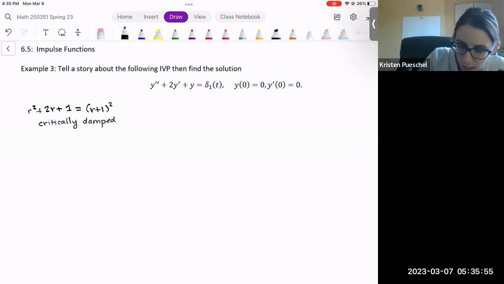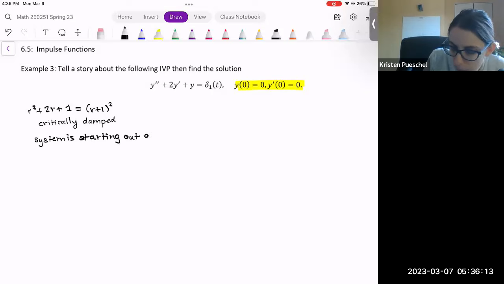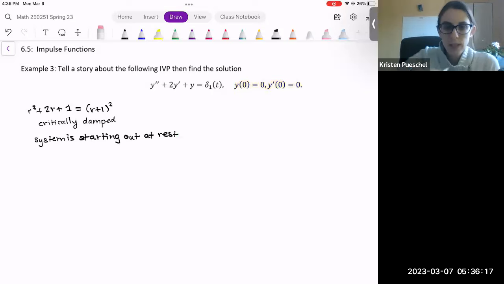We also see from our initial conditions that our system is starting out at rest. There's no initial displacement. There's no initial velocity. Okay. So we are just going to be chilling at equilibrium until time 1, when an impulse, a force, is applied to our system.